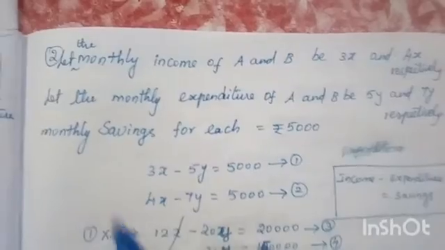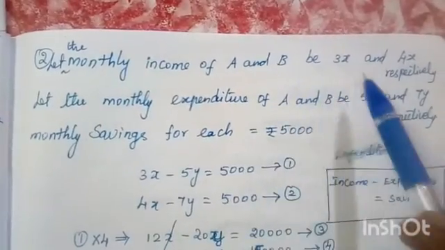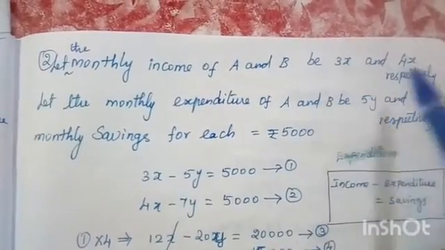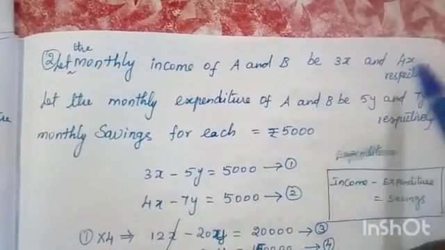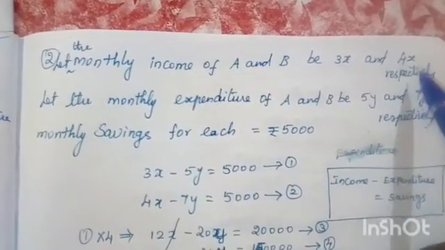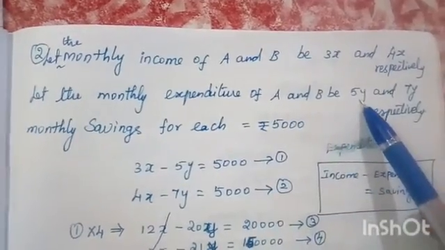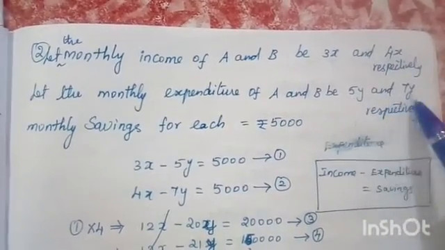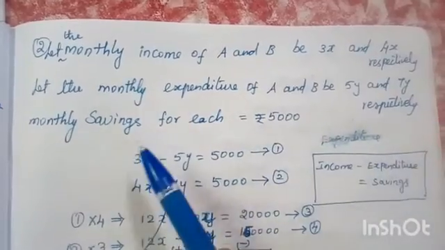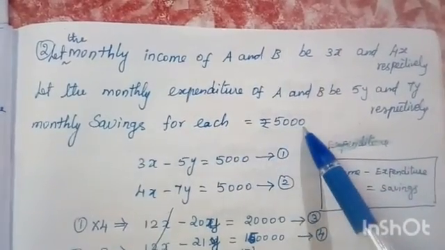Let the monthly income of A and B be 3x and 4x, because the ratio is 3:4. The first is A, the second is B. Then let the monthly expenditure of A and B, which is given as 5:7, be 5y and 7y respectively. The monthly savings for each is 5,000, as given in the question.